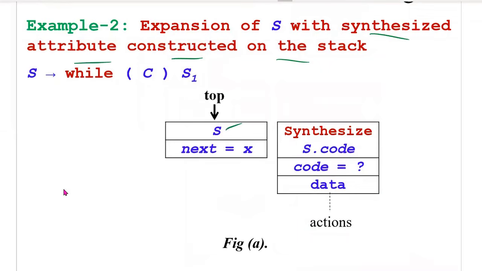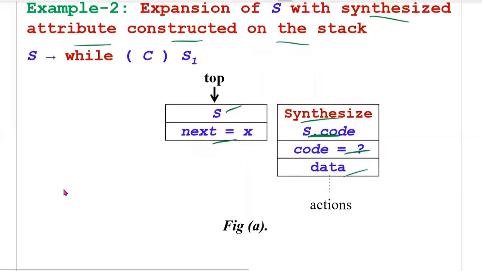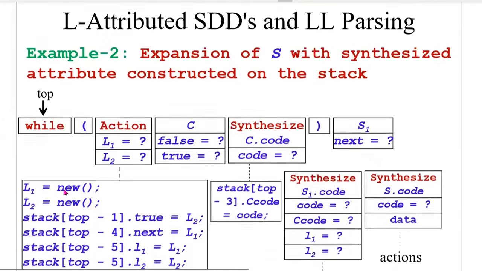So now here S.next equal to X, these are all on the top. Now synthesize S.code. So here only synthesized attributes are used, the remaining all are the same.